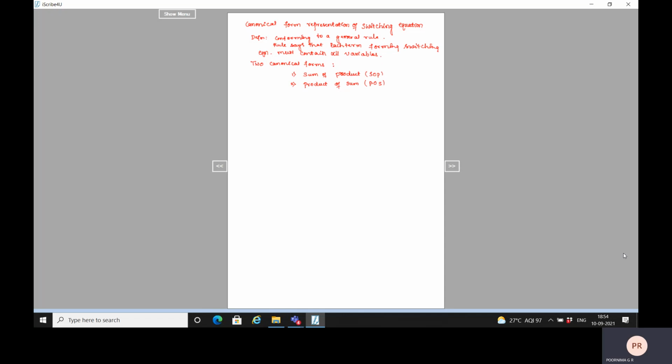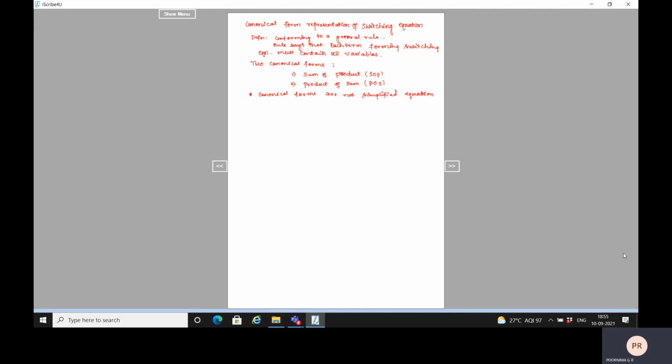And basically, when we go for these canonical forms of any switching equation, when we are representing, they are not used for the simplification process. So canonical forms are not simplified versions of equations. The canonical equations always represent the unsimplified equations.